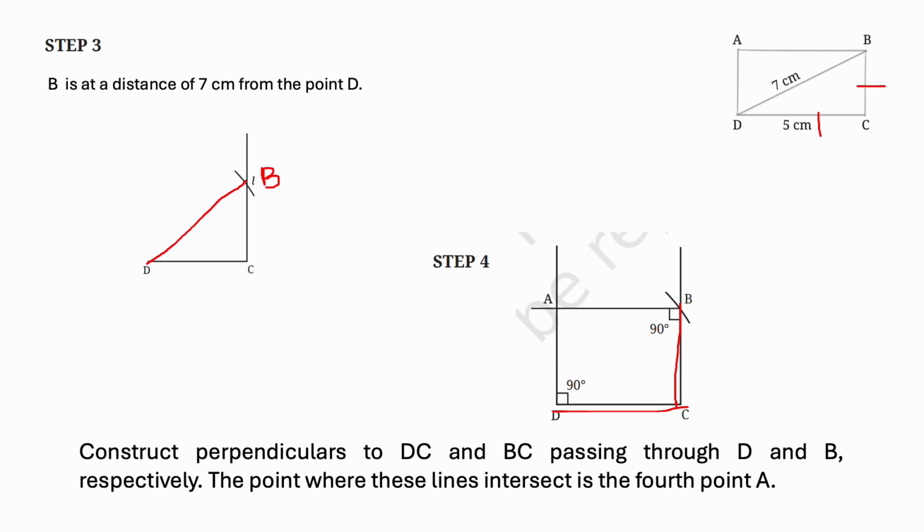So you have to construct these two perpendiculars, one passing through D and the other passing through B. The point where these lines intersect is the fourth point A. The point of intersection of these two lines is point A.